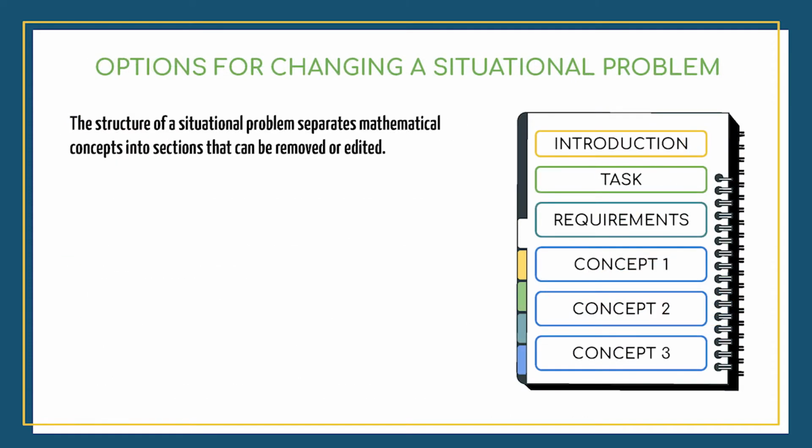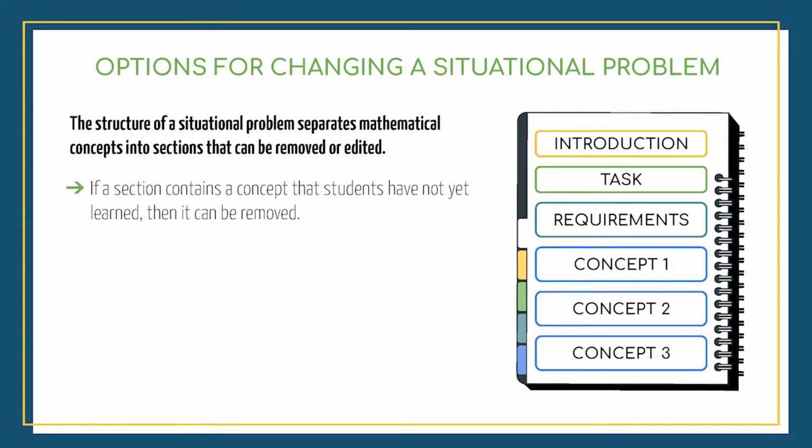The structure of a modern situational problem separates mathematical concepts into different sections. If a section of a situational problem contains a topic or a concept that students have not yet learned and can be removed without affecting the overall process and or solution to the problem, it can be removed completely.